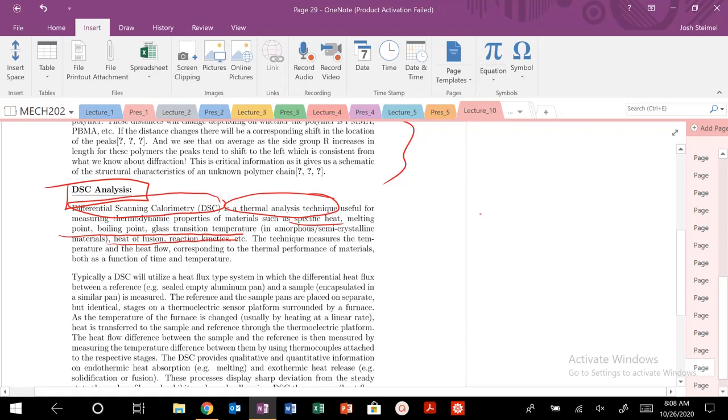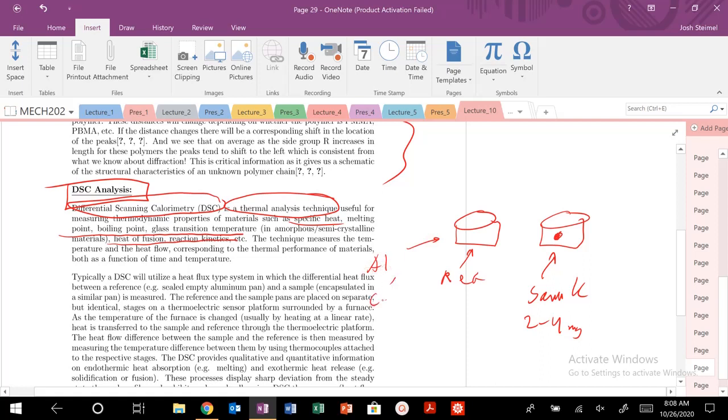Essentially, what we have is basically this pan. One is a reference pan. Another is a pan with some sample in it. Usually, it's a powder sample. So sample pan. Usually, you want basically 2 to 4 milligrams of your powder sample. You want to compress the sample. This is usually an aluminum or it could be a ceramic pan. Basically, you don't want the pan to melt, but I'm getting a little bit ahead of myself.